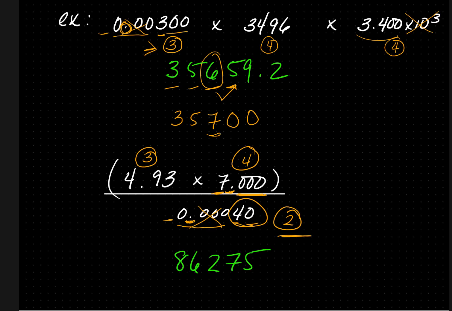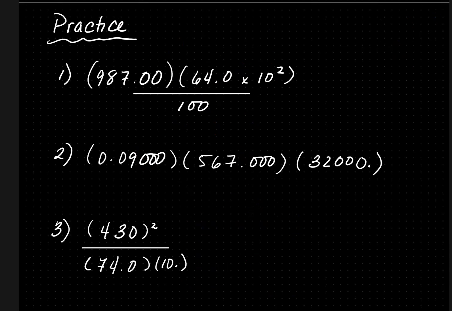Starting from the left, I count 1, 2. I look 1 to the right. 2 is less than 5, so the 6 stays. So this becomes 86,000. Again, we need to place zeros as placeholders because the 6 is in the thousands place. Pause the video, try these problems on your own, and check your answers.